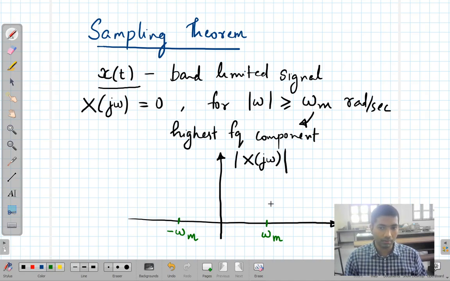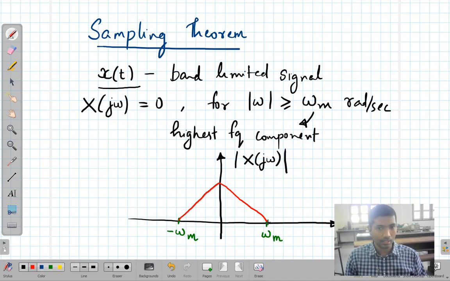For frequencies above this omega m, the highest frequency component, the frequency spectrum or the Fourier transform will be 0. So there is no signal above omega m and below minus omega m, and there can be some signal between minus omega m and plus omega m. For example, I'm drawing a signal something like this. It need not necessarily be like this. It can be any signal between minus omega m and plus omega m.